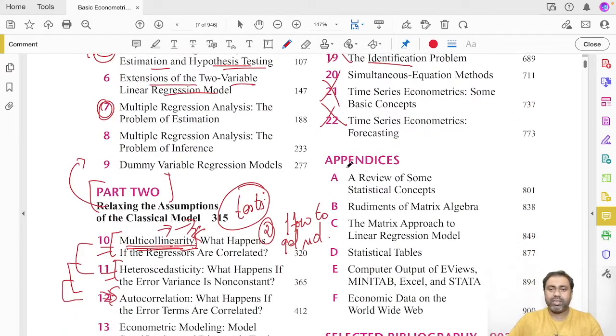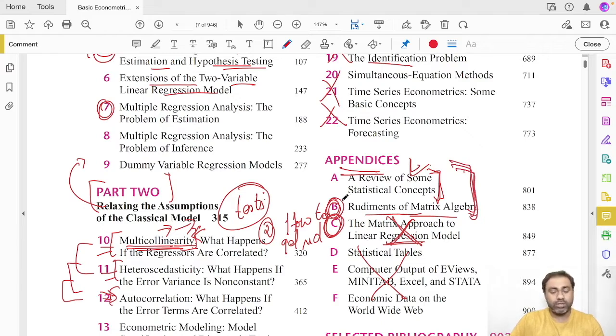Again, the appendix is very important. And even in the appendix, you need to go through rudiments of matrix algebra and the matrix approach to the linear regression model, better if you see, otherwise not required. And some statistical concepts, so this is also not very significant. These two are very important, and among A and B, A is most important.